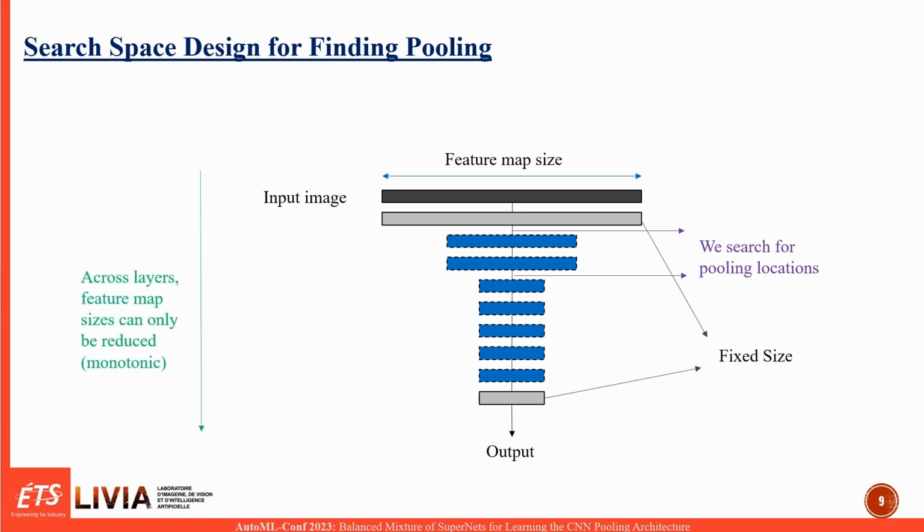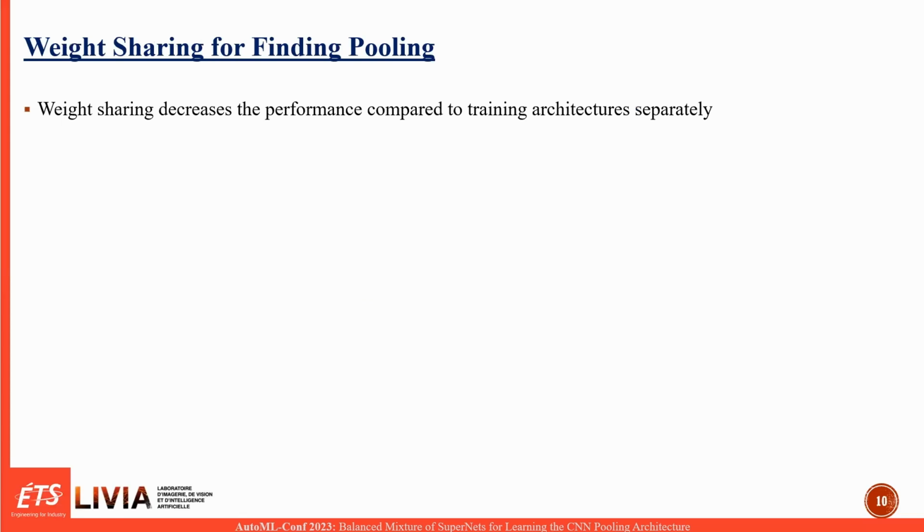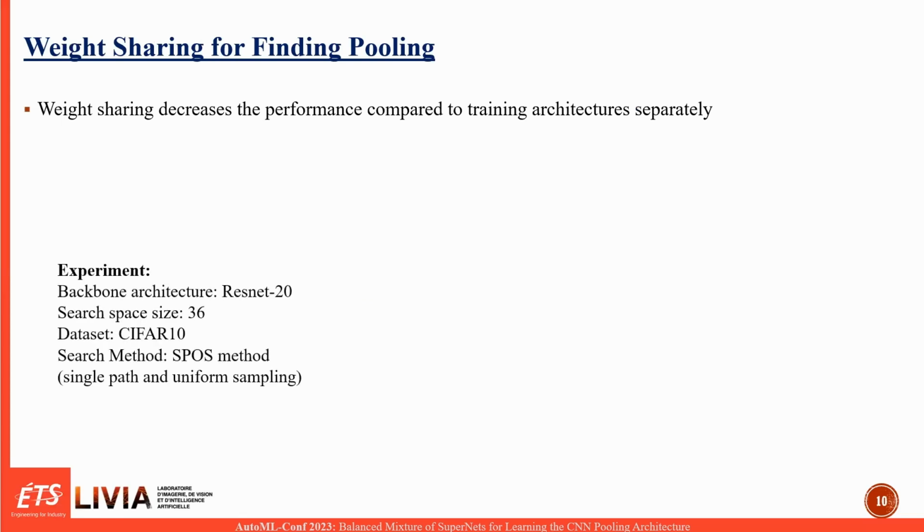One is that feature map sizes cannot increase throughout the network, which is reasonable for classification tasks. And the second is that at most one downsampling is allowed per layer. Now we start our experiment with a ResNet 20 backbone architecture on a CIFAR10 dataset. And this is a relatively small search space of size 36.